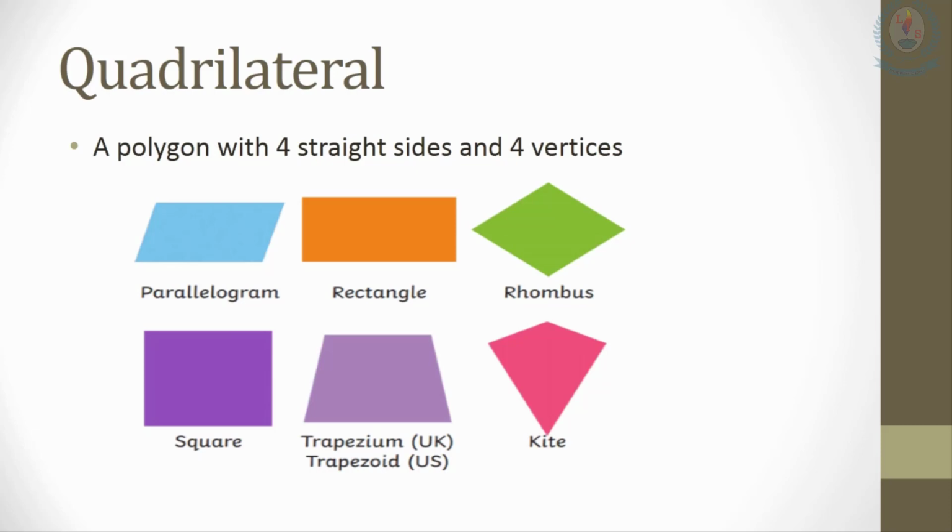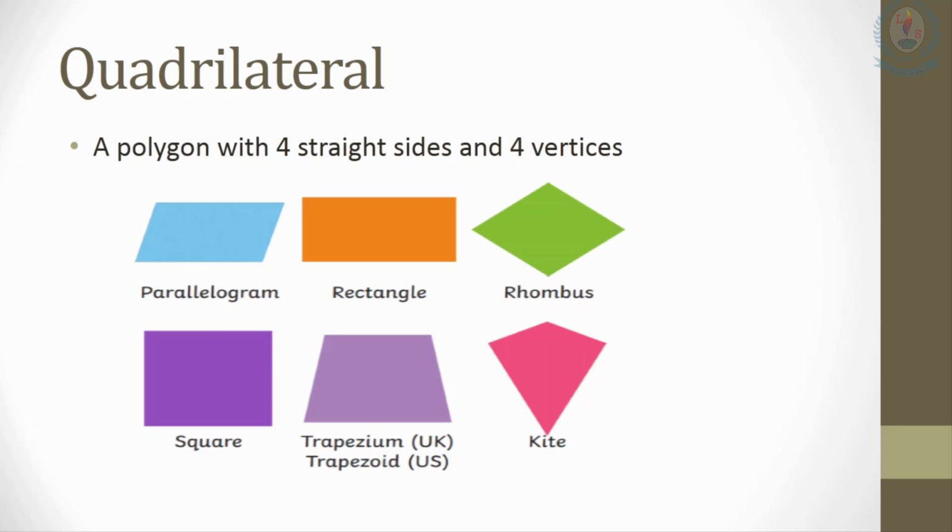Now let's learn about quadrilaterals. What is a quadrilateral? A quadrilateral is also a polygon. A quadrilateral is a polygon with 4 straight sides and 4 vertices. Before, you have learnt about rectangle, square, rhombus, like that. Those are quadrilaterals because they all have 4 straight sides and 4 vertices. Here you can see some examples.